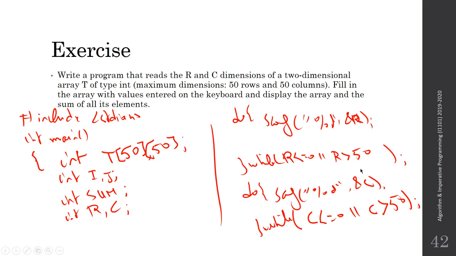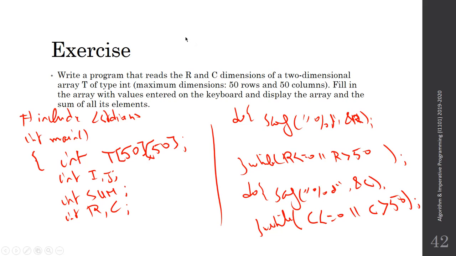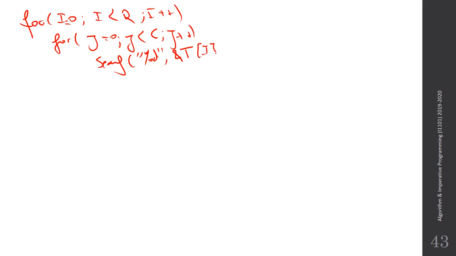Now I need to read the matrix, which is of dimension r and c. We have seen that I need to use two loops: for i equal to 0, i strictly less than r, i plus plus, and then a second for loop inside the first one, j equal to 0, j less than c, j plus plus. So printf, and then I will do scanf directly. If you use printf, make sure to use curly braces. Percentage d, address of a, or t, I forgot, so it's t, so t of i of j.